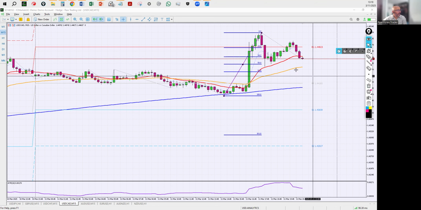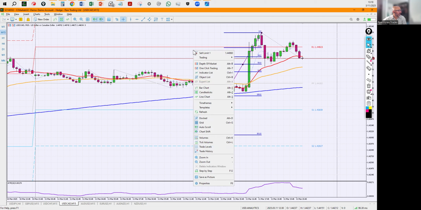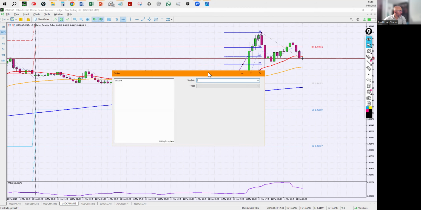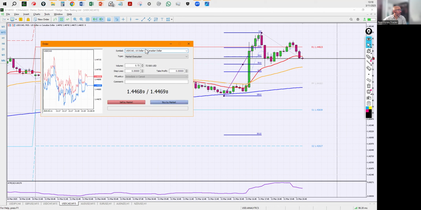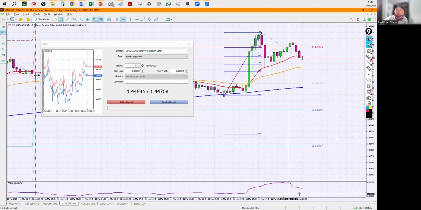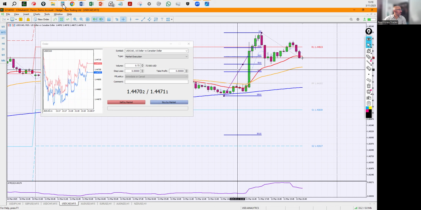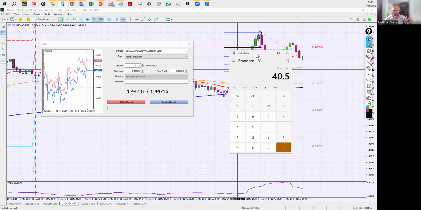So my potential entry might be here on this level. Let's place the trade, new entry, and of course calculate my stop loss according to the ATR. The ATR at this very moment is 16 pips. So what is the calculation? Remember, if you want to improve this information, watch the previous videos about how to calculate this.